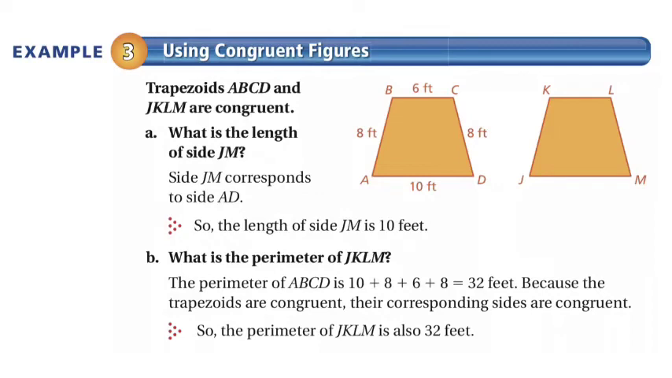What is the perimeter of JKLM? Well, the perimeter of ABCD is 8 plus 6 plus 8 plus 10, 32 feet. So JKLM will also be 8 plus 6 plus 8 plus 10, 32 feet. Each of them has a perimeter of 32 feet because they're congruent figures.